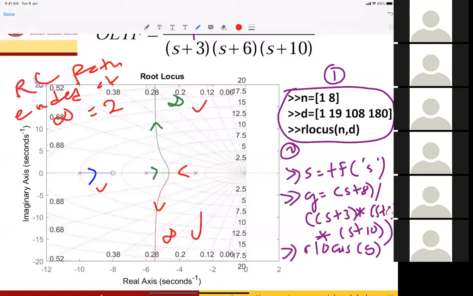Yosef? Yes, doctor. What is the name of this point? It's between two zeros. Break-in. Break-in or break-away? Breakaway. Sorry. Breakaway, sir.